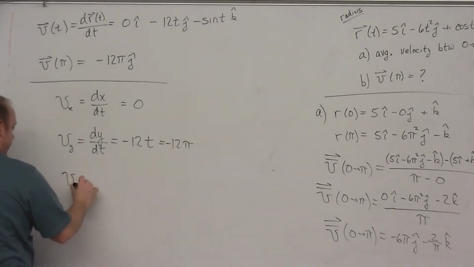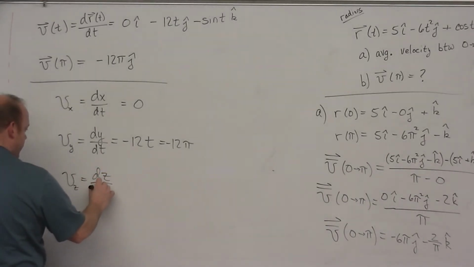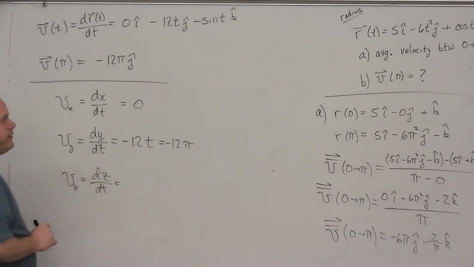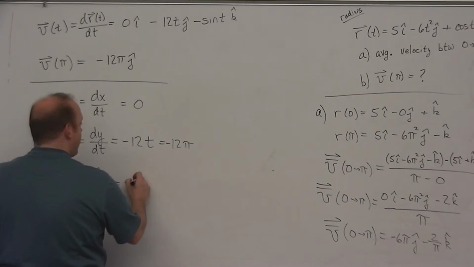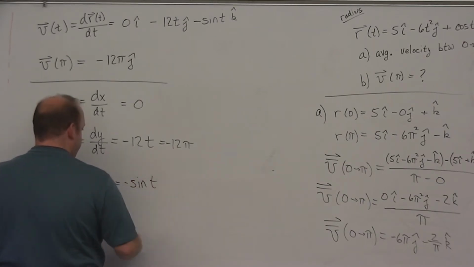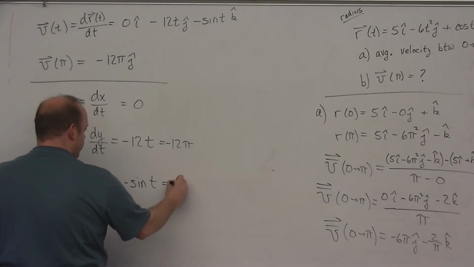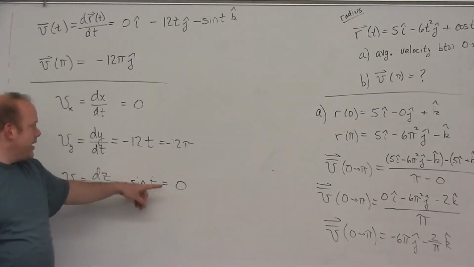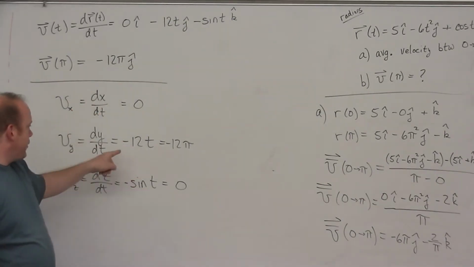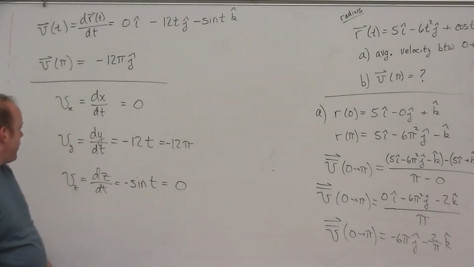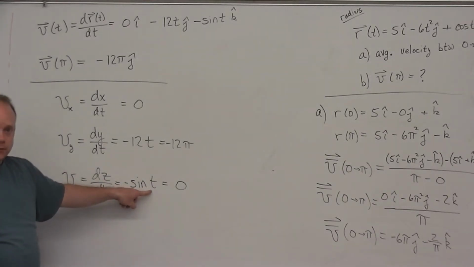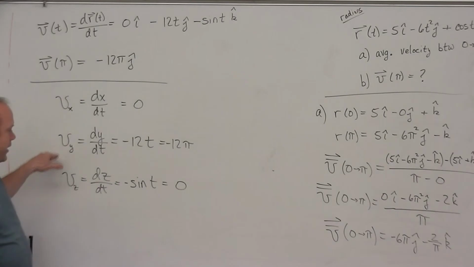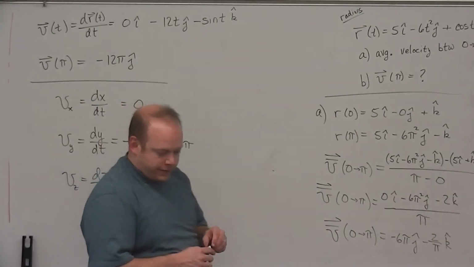My z component of velocity will be dz dt, which in this case is equal to negative sine of t, which in this case is equal to 0. And that's because we were looking at pi seconds, but it could be at any time t. So if I said, what's my z component of velocity at pi over 2 seconds, we'd wind up with negative 1. So that's how we can come up with the components of velocity.